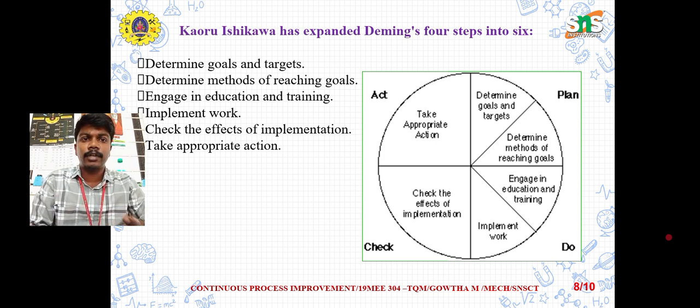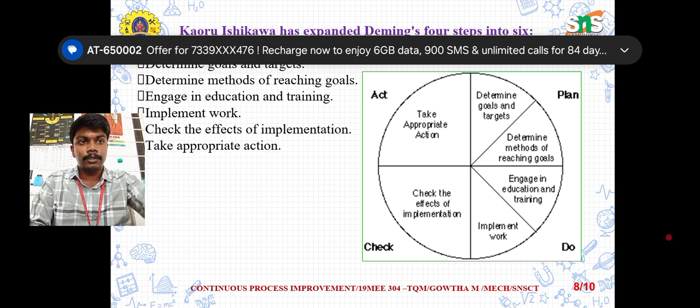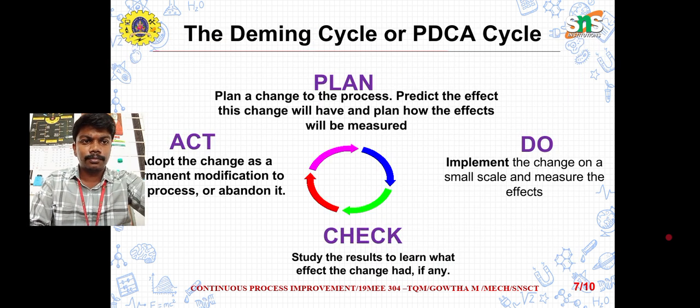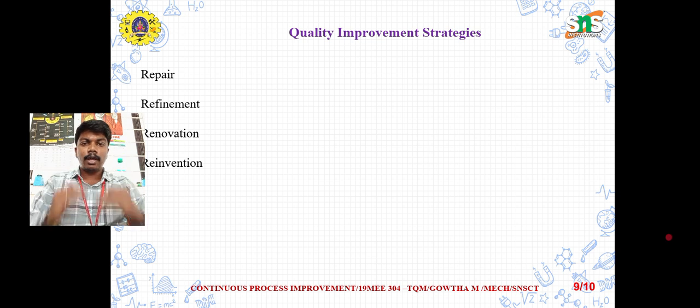Next, check the effectiveness of the implementation, followed by taking the appropriate action for the particular part or section. Next is the overall problem we have faced in the particular area and how to rectify it. First one is repair, giving it to a knowledgeable person through education or training. Next is refinement, followed by renovation and reinvention. So this is the overall package of the continuous improvement process, or continuous process improvement. So thank you.